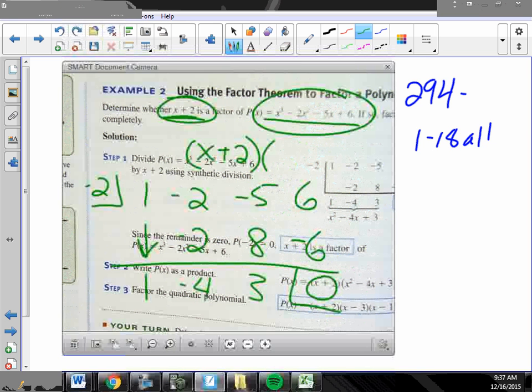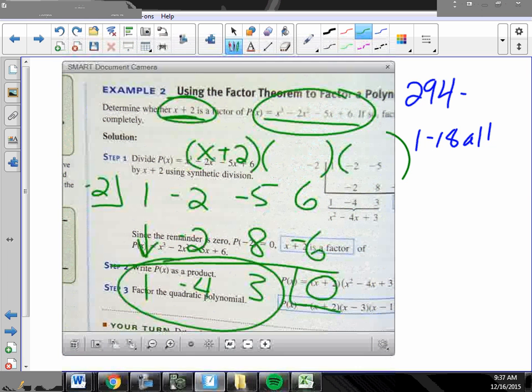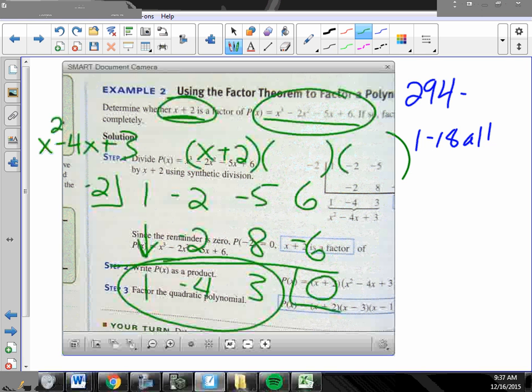Okay, what are the other two? Well, I take what's left, and I turn it into a quadratic, x squared minus 4x plus 3. Does x squared minus 4x plus 3 factor? x minus 1 and x minus 3. So x minus 1 and x minus 3. Okay?